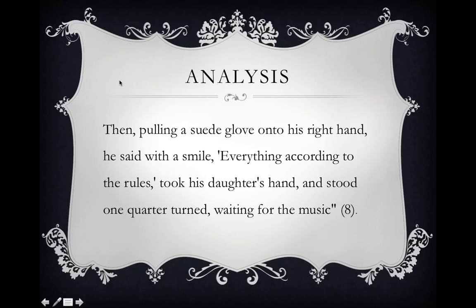So now for the analysis part. Looking at this, I would point out, and I'm going to use the pen option of PowerPoint, four things: the suede glove, the smile, the rules, and the music. So in this one sentence, I'm going to look at these four images or concepts and spend some time trying to make meaning of them, looking for a pattern or looking for some deeper significance in them.